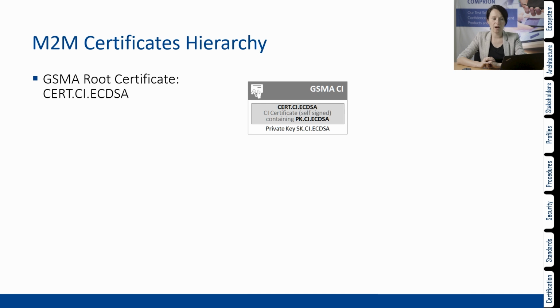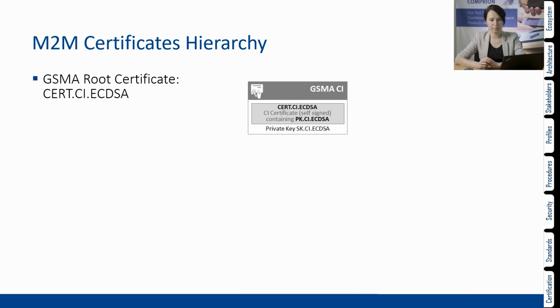It's called the root CI, so this root CI certificate, the CERT.CI.ECDSA. ECDSA stands for the elliptic curves DSA algorithm. And yes, it's always elliptic curves. So the cryptography is based on elliptic curves in the eUICC world and the remote SIM provisioning world, and therefore you'll find this EC before the algorithms. This certificate is a self-signed certificate issued by the GSMA CI, and it's a trust anchor inside of the eUICC or the server side.